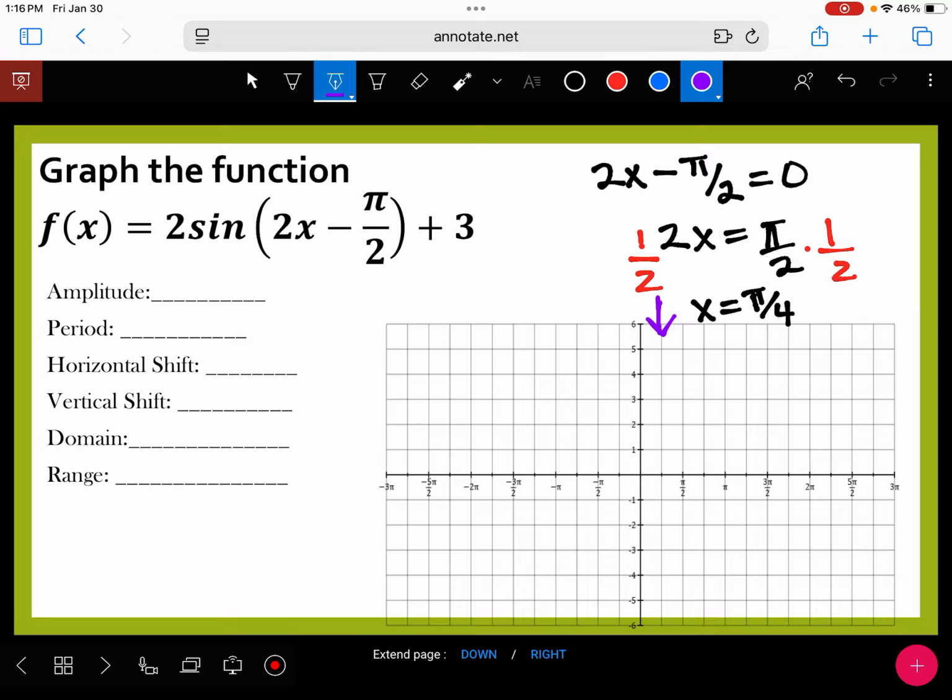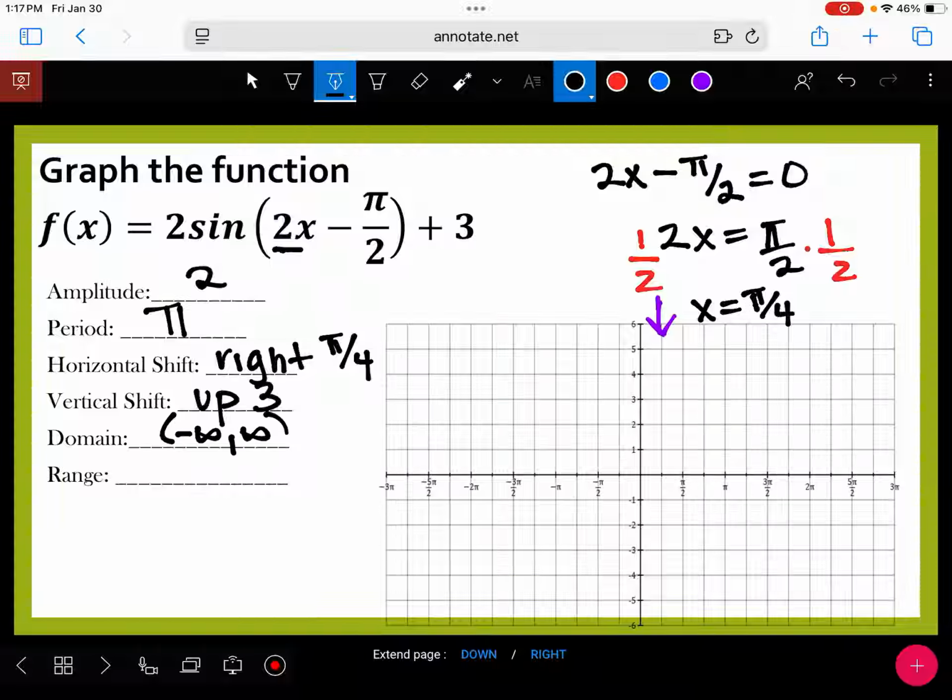So sine is going to start. Okay, so my period, what's my amplitude? 2. My period is pi. I went right pi over 4. I went up 3. Sine and cosine, domain is all real numbers. Starting here, I am going to draw in my midline. I think that's helpful.